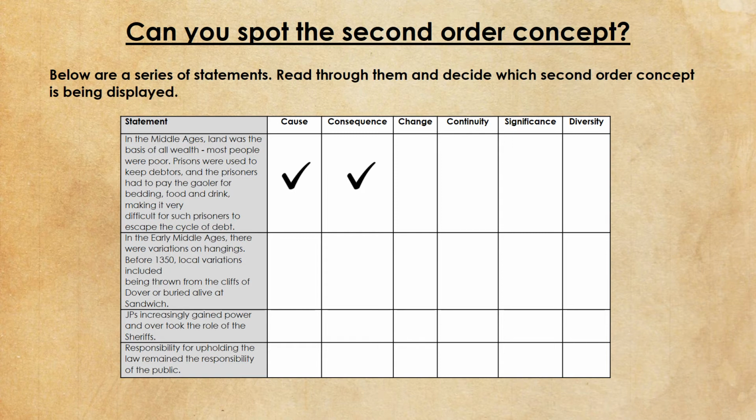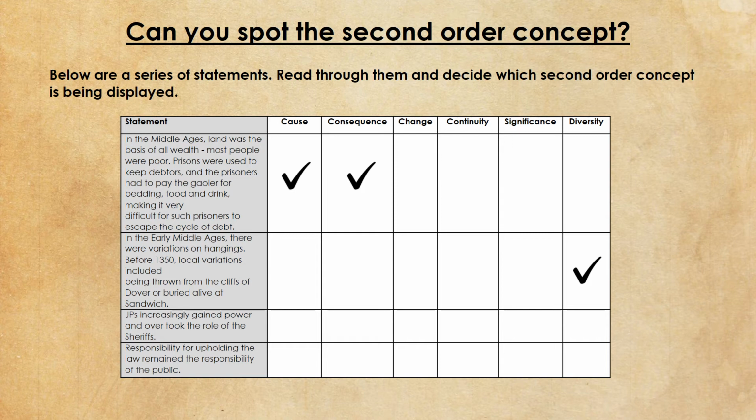The second one, in the early Middle Ages, there were variations on hangings. Before 1350, local variations included being thrown from the cliffs of Dover or buried alive at Sandwich. Well, because this one is talking about different forms of capital punishment in different areas, this is an example of diversity. In different periods in the early Middle Ages, you would have faced different punishments for similar crimes. Therefore, it's an example of diversity within capital punishment at this time.